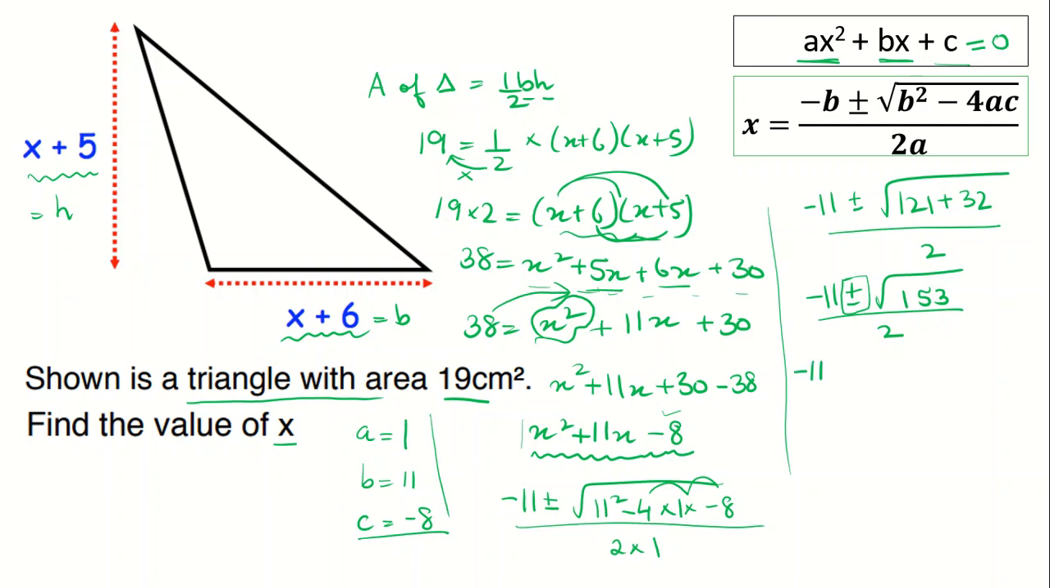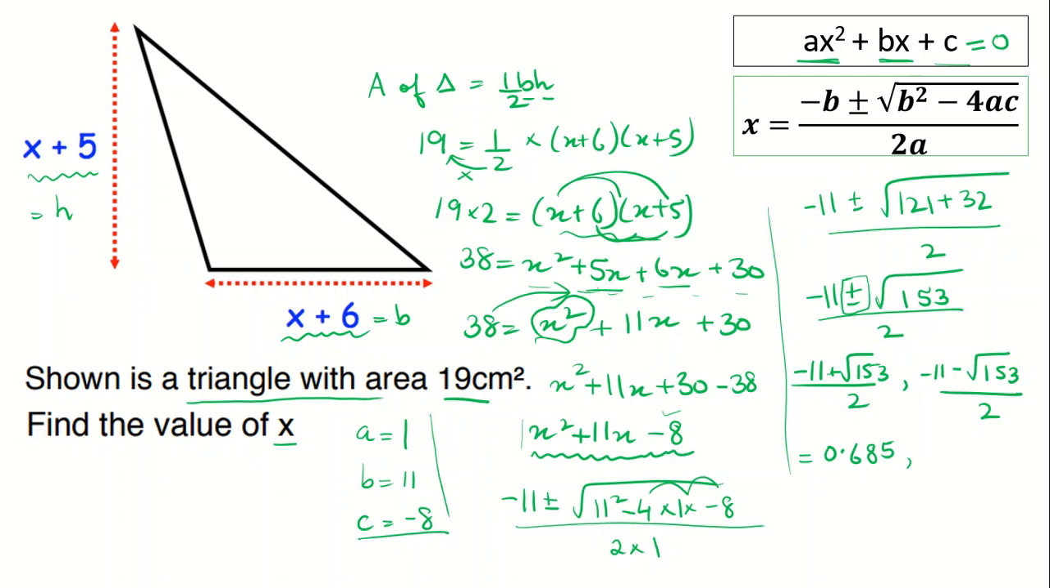So I'm just going to open up and write negative 11 plus square root of 153 over 2, and the other value negative 11 minus square root of 153 over 2. Now, if you check this out in your calculator, negative 11 plus square root of 153 over 2, you're supposed to get an answer that says 0.6845 and so on. So I'm just going to round it off to three significant figures, and I'm going to write 0.685.